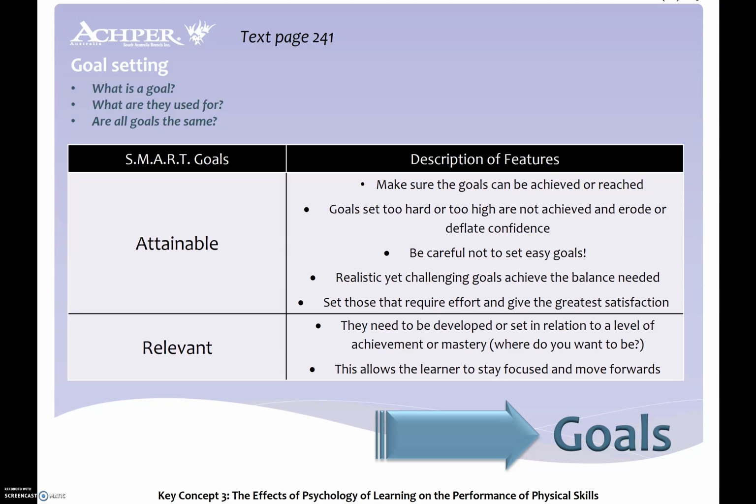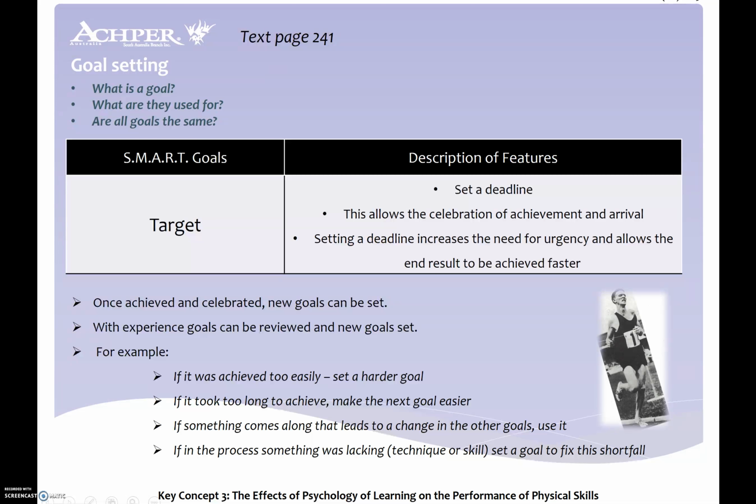So they also need to be relevant. So they need to be developed in relation to or set in relation to a level of achievement or mastery. So where do you want to be, and allow the learner to stay focused and move towards those goals. And there needs to be a target. So there has to be a deadline within that. That allows for you to be able to celebrate the achievement and the arrival of that goal.